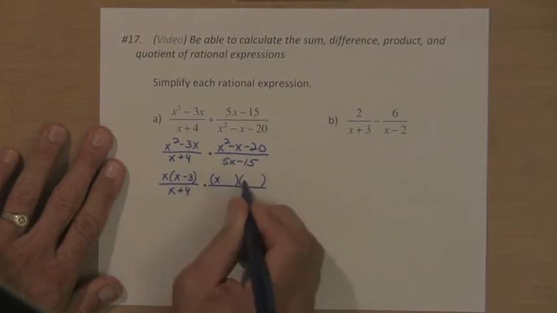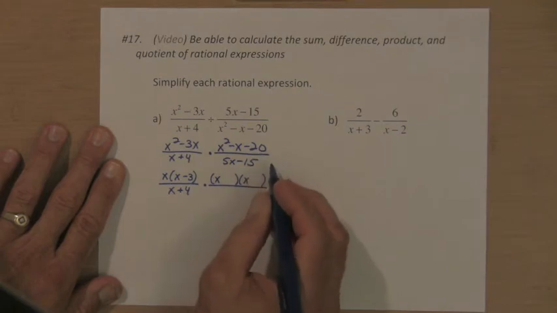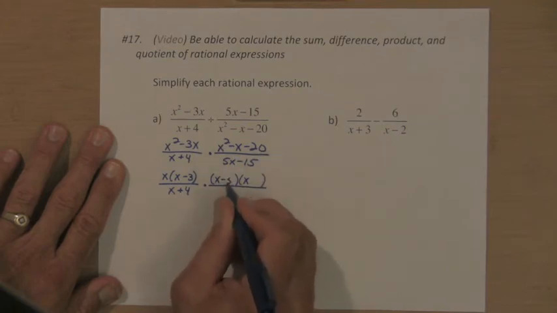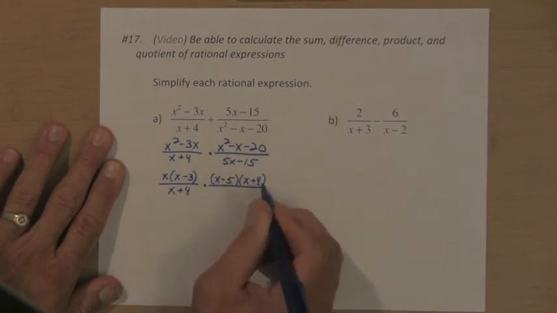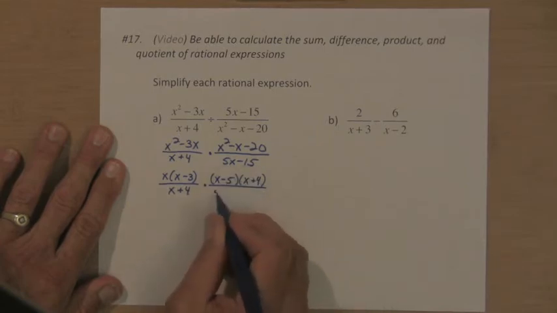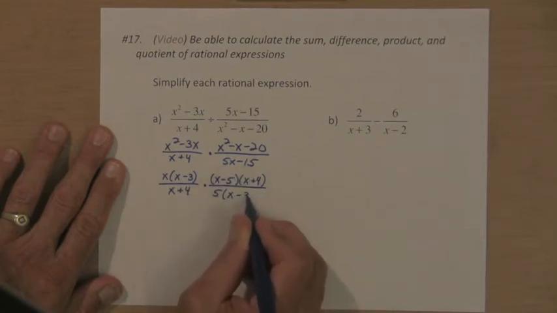X squared is going to be x times x. I can get minus 20 by doing 5 and 4, and I want minus x. If I do minus 5 and plus 4, that works out. 5x minus 15 has a common factor of 5 in there, and I do 5 times the quantity x minus 3.